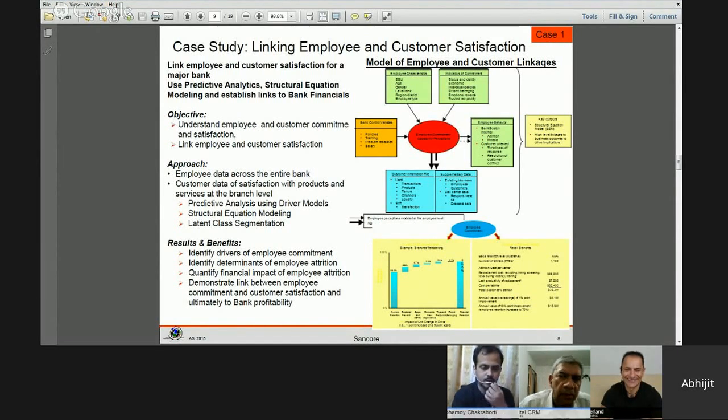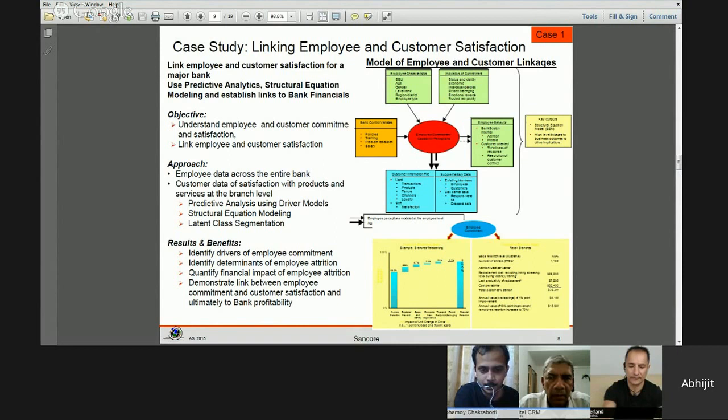Yes. Right? One question here. Am I making sense here, guys? Sure. Yes, you are. The question is, was the relation both ways, like satisfied employees resulted in more customer satisfaction and more customer satisfaction resulted in satisfied employees, or was it one way?